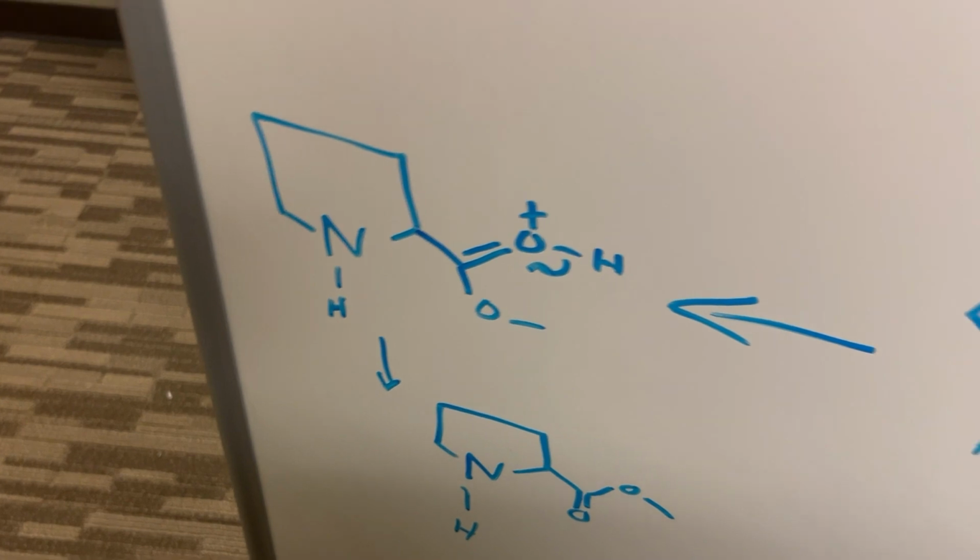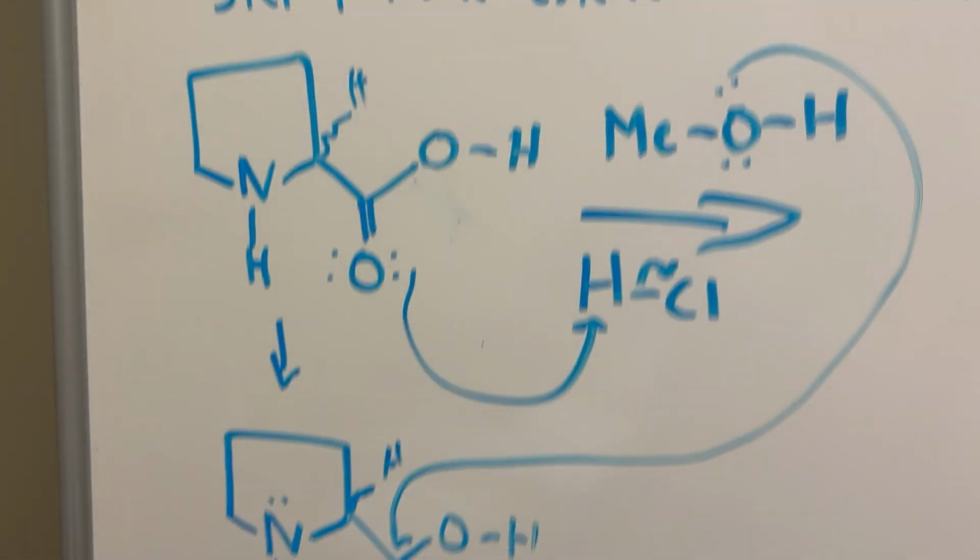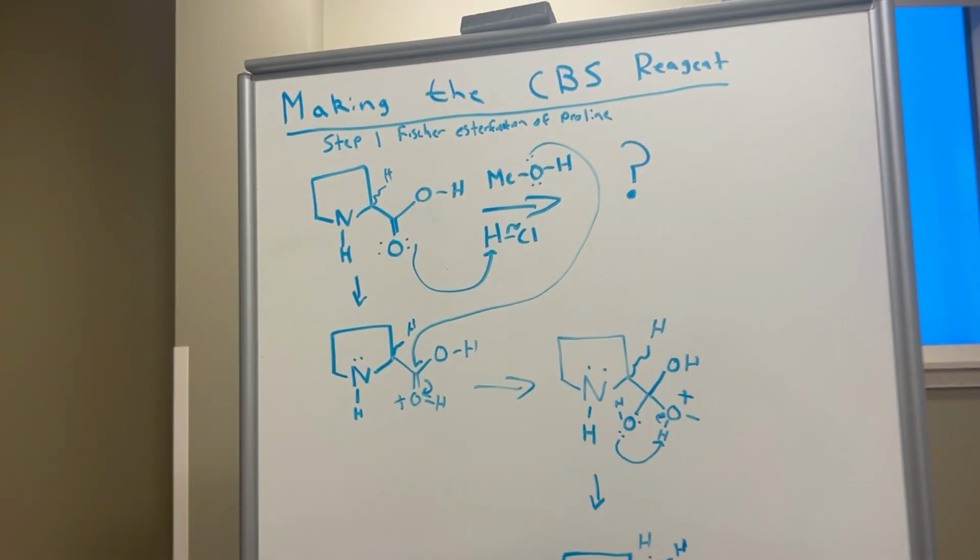Basically, we just lose that proton in solution to make this ester. So this is the first step in the CBS reagent. We'll continue with the next step once we come back in a sec.